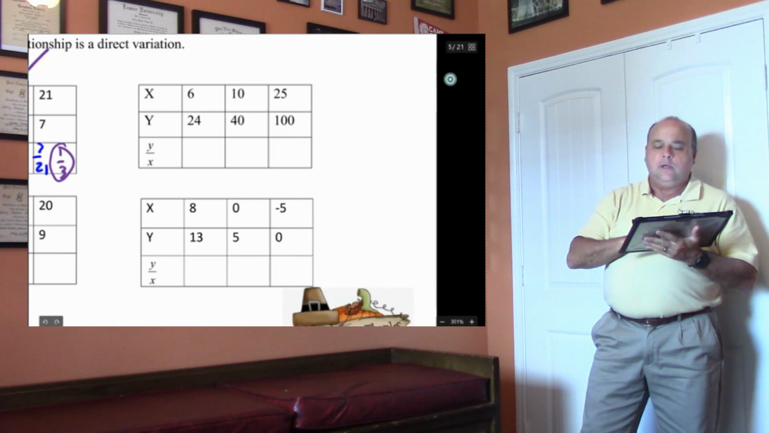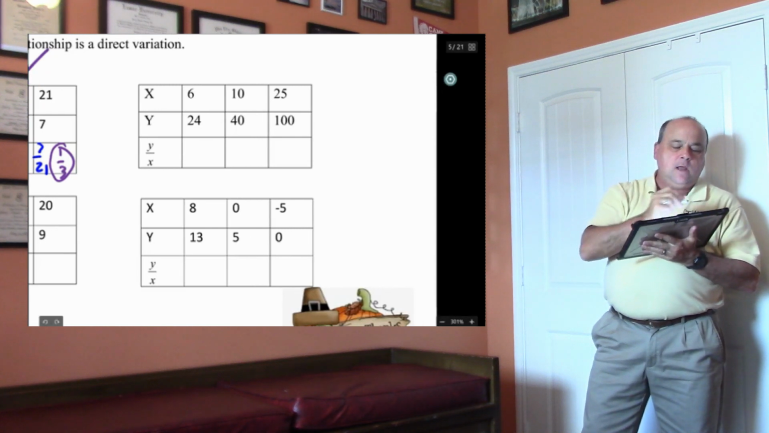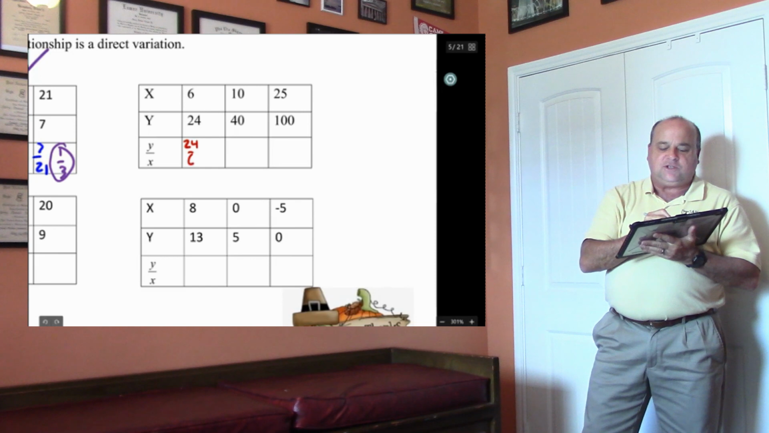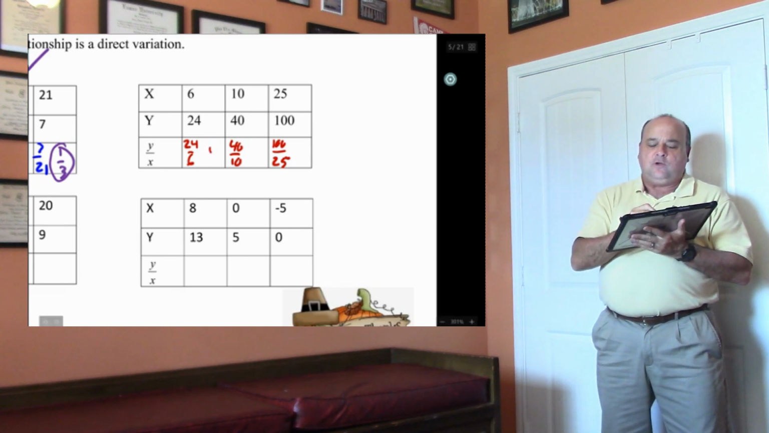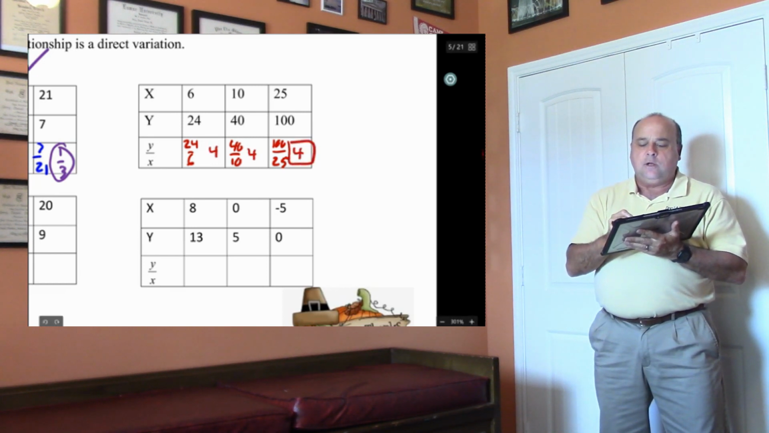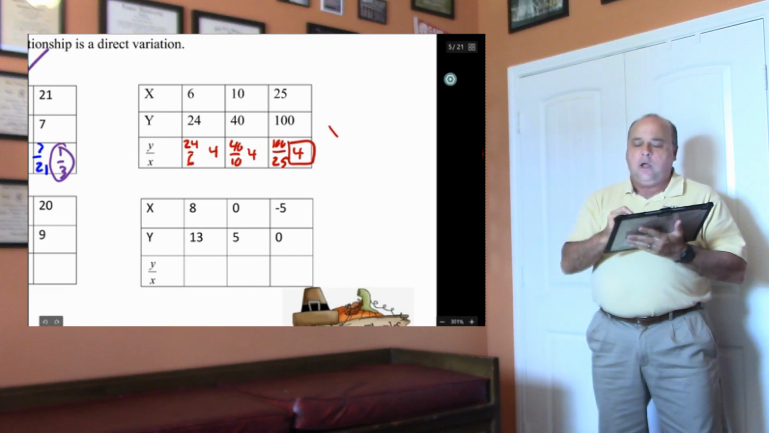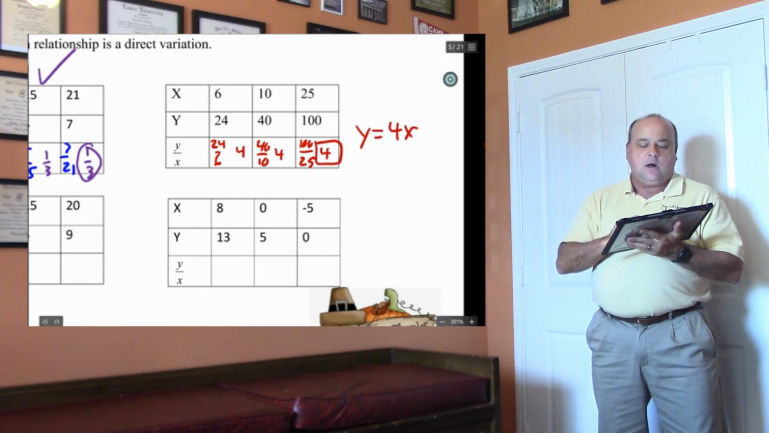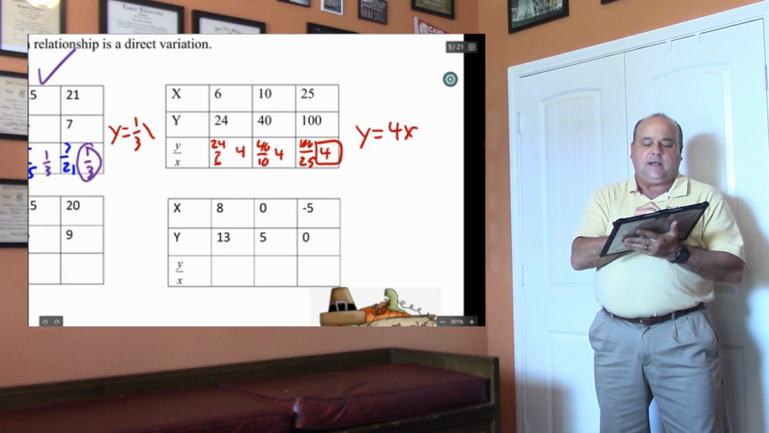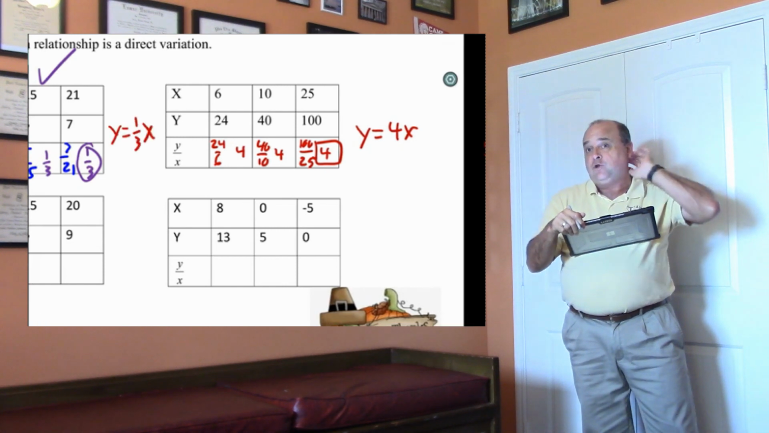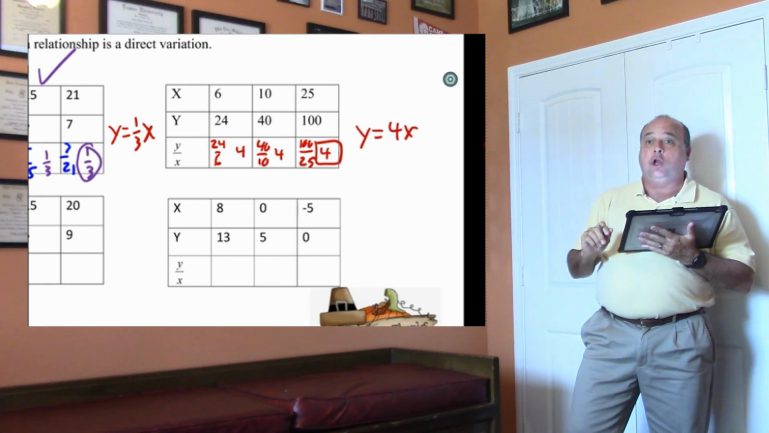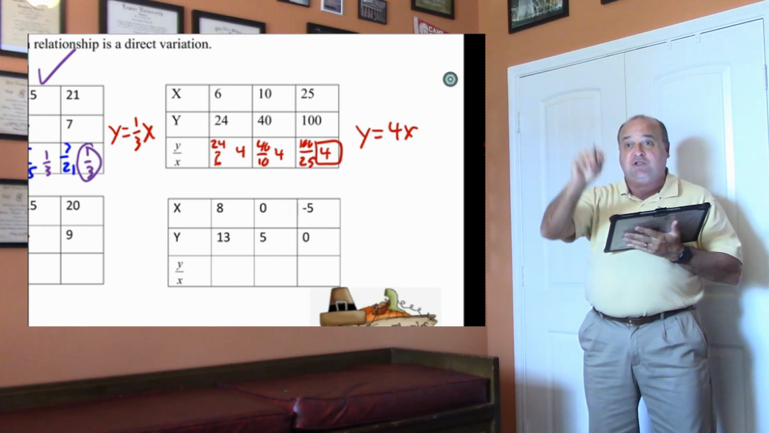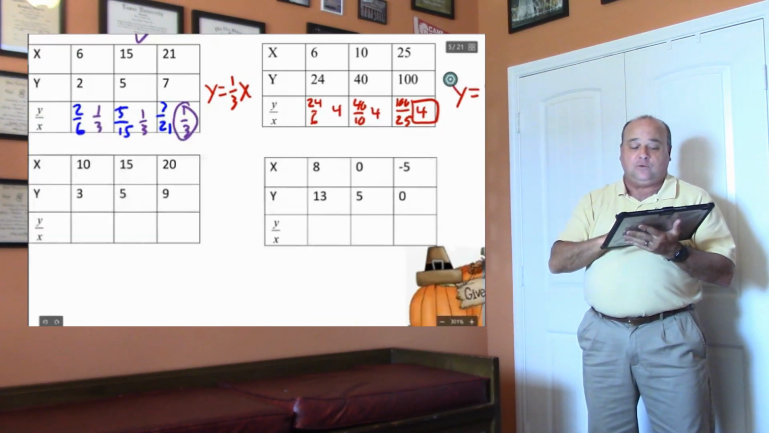Let's go to number 2. On number 2, we're going to do the same thing. Put y over x. So 24 over 6, 40 over 10, 100 over 25. Now get your calculator and punch them all in. If you do that, you get 4, 4, and 4, don't you? So the constant of variation is 4. Our equation would be y = 4x. On this one, it would be y = 1/3 x, right? Basically, you're taking your constant of variation, or that letter k, and making that your slope. And there's no y-intercept. 0, 0 would be in the table of values.